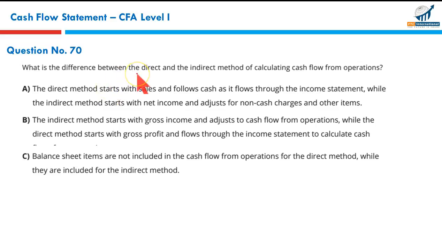What is the difference between the direct and indirect method of calculating cash flow from operations?